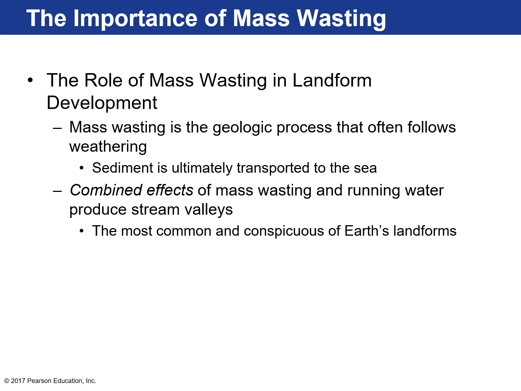Mass wasting is a process that often follows weathering. So as rocks are exposed at the Earth's surface, they undergo chemical or physical weathering. And that material weathers and then is transported under the influence of gravity. It can be carried by wind or water, and ultimately that is transported to the lowest spot on Earth, which is the ocean. And the combined effect of mass wasting and running water on the surface of our landscape produces the stream valleys, okay? And that's one of the most common landforms that we see on Earth.